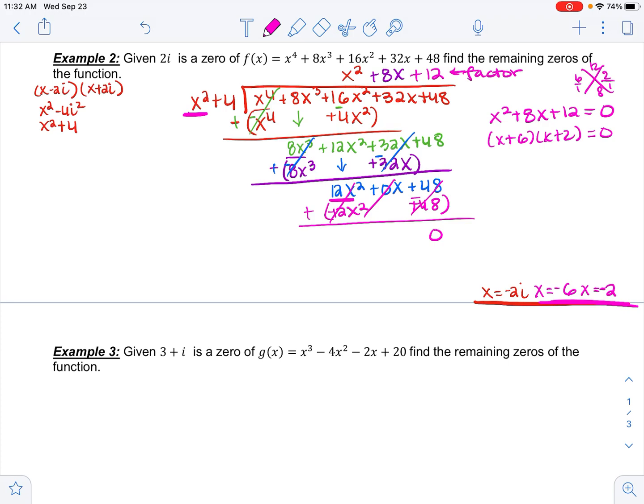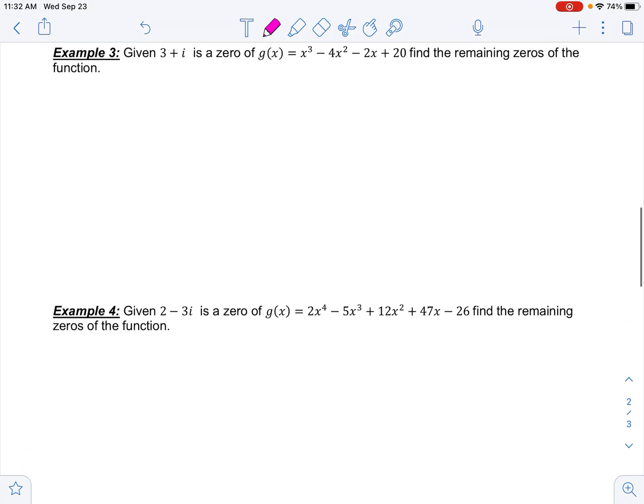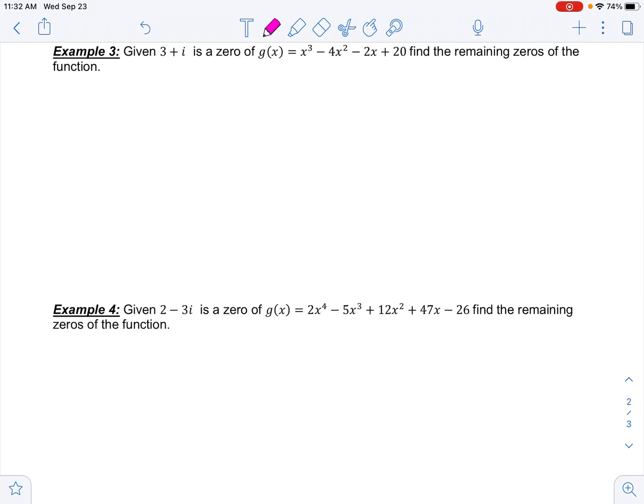So notice I have 4 zeros total. They gave me one. I had to find the other 3. Okay? Sometimes one of them is repeated, so you might get like negative 6 and negative 6. You would only write it once, but that doesn't happen a lot.